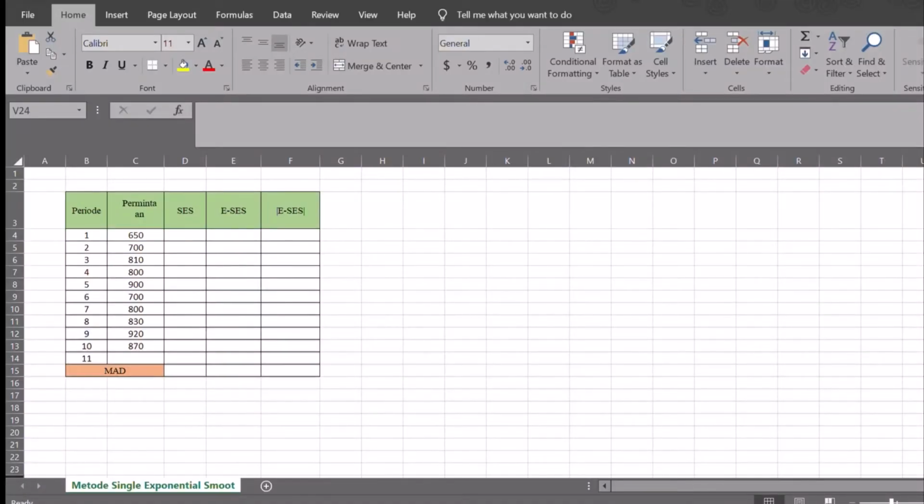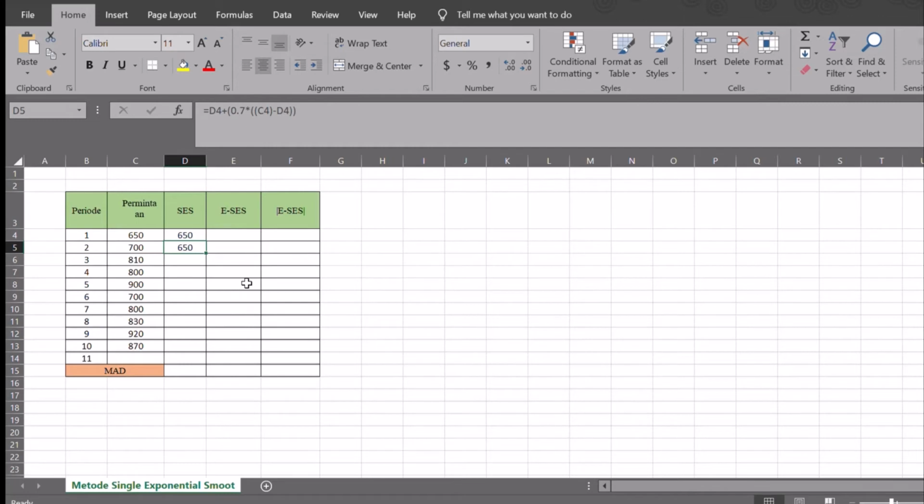The next method is the single exponential smoothing, or SES, method. For calculation in Excel, we use the formula Ft = α × A(t-1) + (1 - α) × F(t-1). Now, from this formula, we identify the alpha value. If the data pattern is fluctuating, then choose alpha close to 1 or greater than 0.5. If the data pattern is relatively stable, then choose alpha close to 0 or less than 0.5.